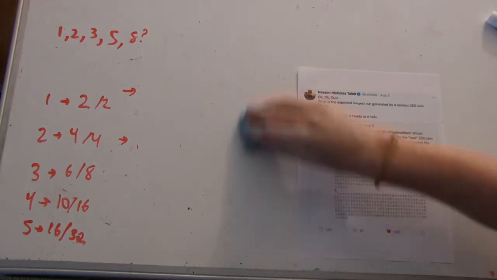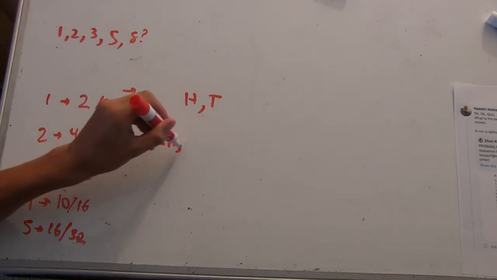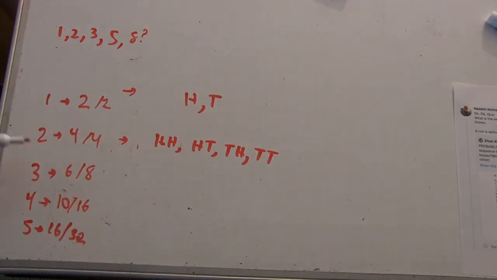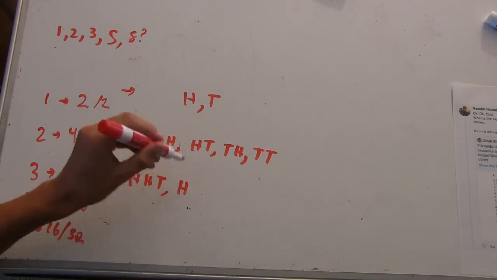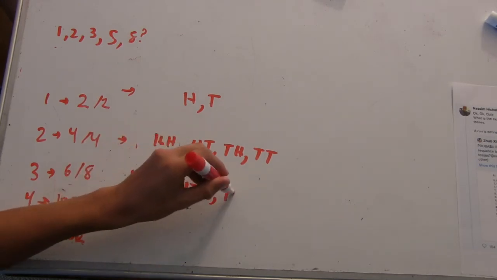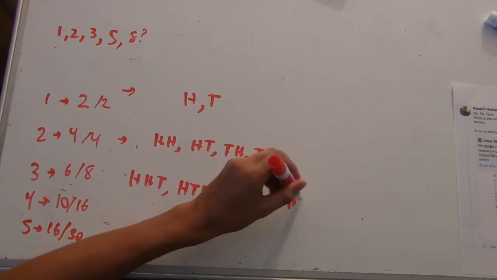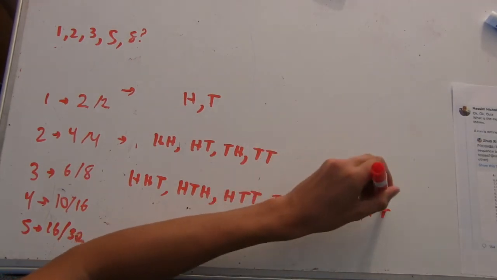Well, I guess let's look at the sequences for 3, 2, and 1 and see if we can see how to get it. That's a great idea. So 1 is head, tail. 2 is head, head, head, tail, tail, head, and tail, tail. Alright. And then 3, the ones that work, it's going to be head, head, tail, head, tail, head, head, tail, tail, tail, head, head, tail, head, tail, and tail, tail, head.